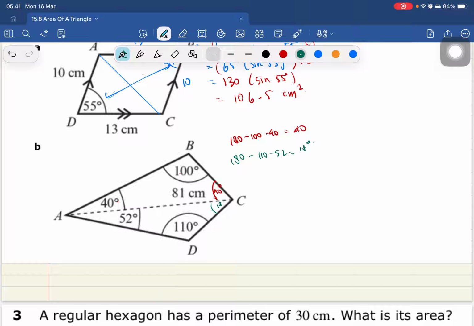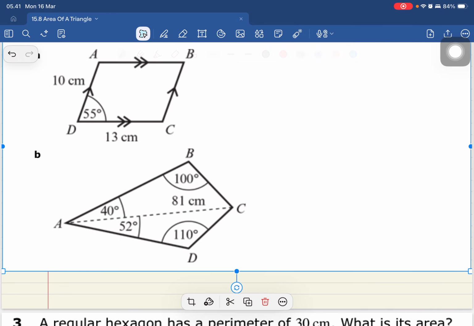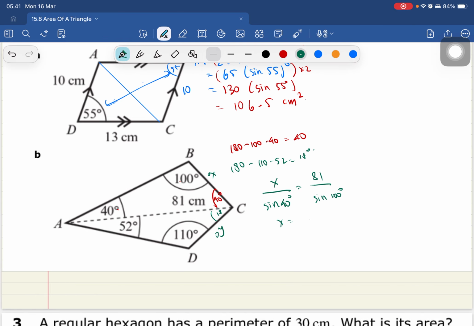So let us find one of the lengths. Use the sine rule, of course. Let's say this is x and this is y. x over sine 40 degrees equals 81 over sine 100 degrees. So we can rearrange it: x equals 81 times sine 40 degrees divided by sine 100 degrees.